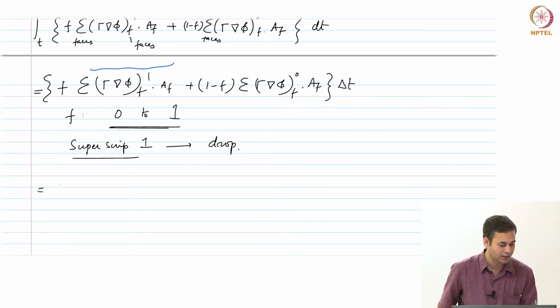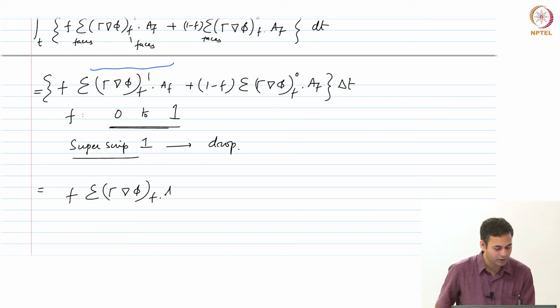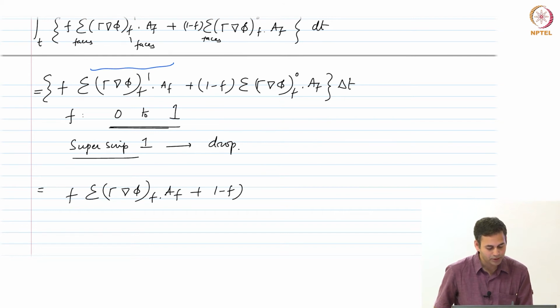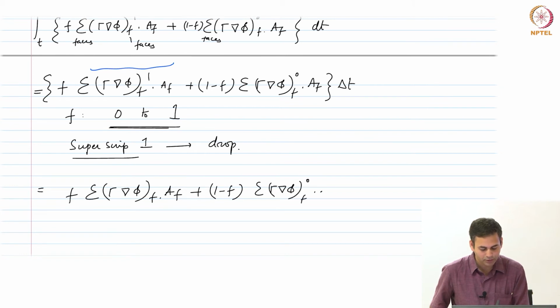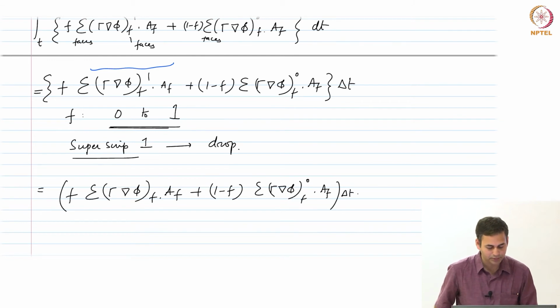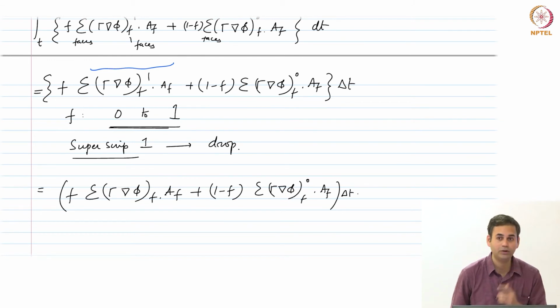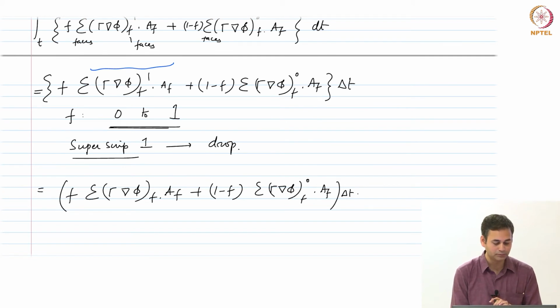So, that is basically this entire thing rewritten: f times sigma gamma grad phi dot A, plus 1 minus f times sigma gamma grad phi 0 dot A, times delta t. So, 1 is the present value which is not written anymore. All right.